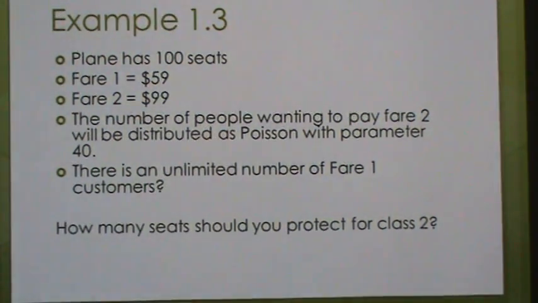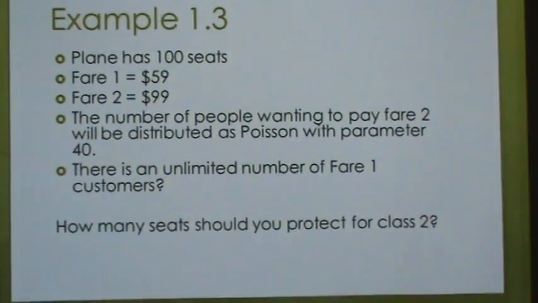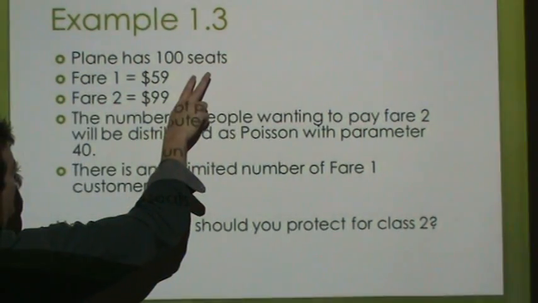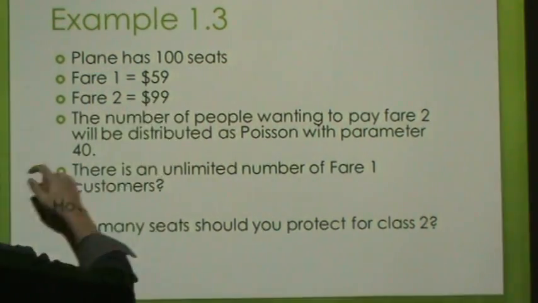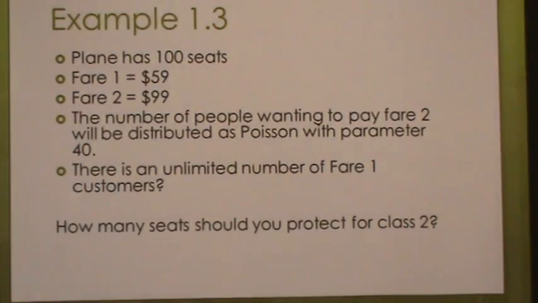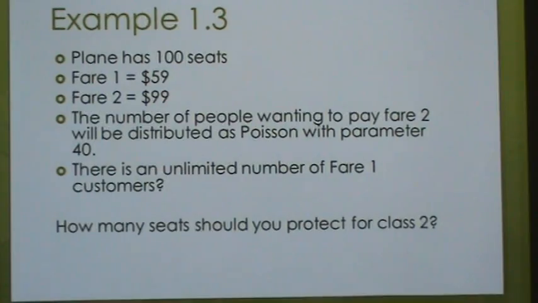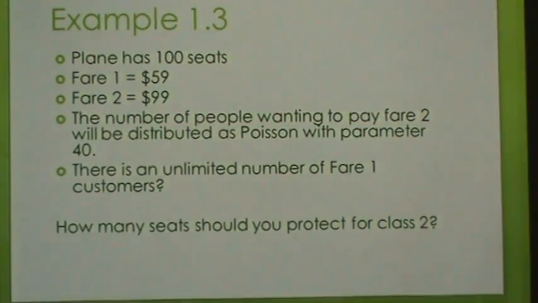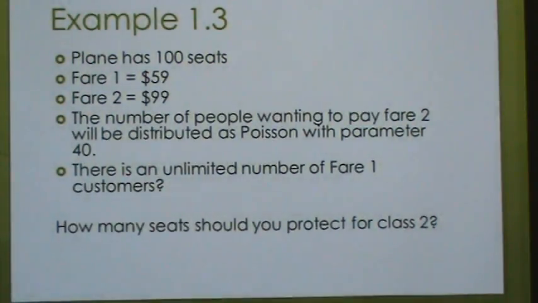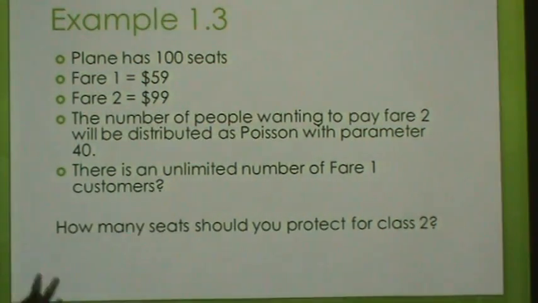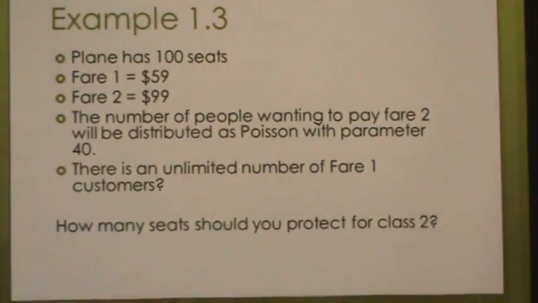So, this might be a little more realistic. Let's say we had 2 fares, $59 and $99, and 100 seats on the plane. And we said the number of people wanting to pay fare 2, let's say we observed this from the past, comes on average about 40, and it's somewhat distributed like a Poisson distribution with the parameter 40, meaning the average is 40. And again, there's an unlimited number of people who will pay fare 1.